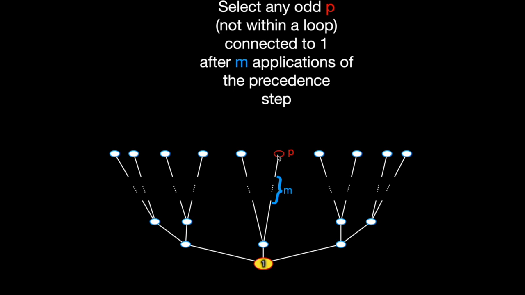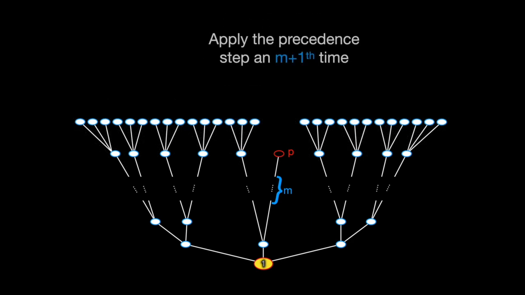But basically what I'm saying is if I apply m applications of the precedent step from 1, I'm going to end up at this p. And this p could be any p in the tree that's odd and not in a loop. Do that, I'm gold. So the next step, I apply the precedent step an m plus 1 time.